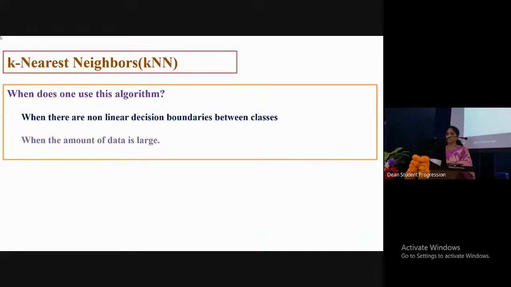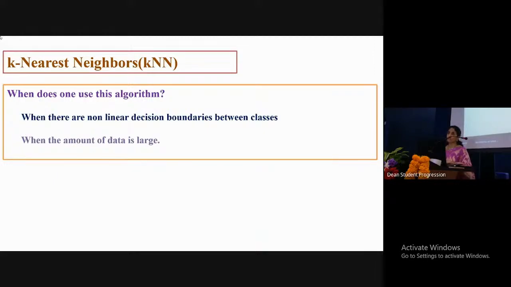Non-linear classification is where I'm not able to clearly draw a plane, so your data is totally scattered along with their class labels. Another thing where your KNN algorithm will be useful is where the amount of data is large. Here your dimensionalities should not be large.